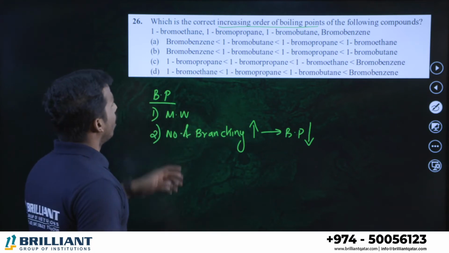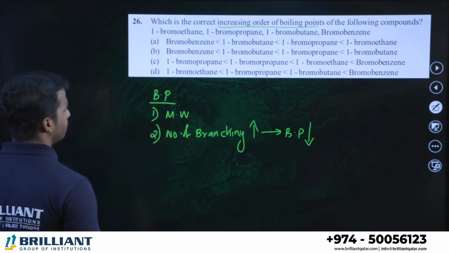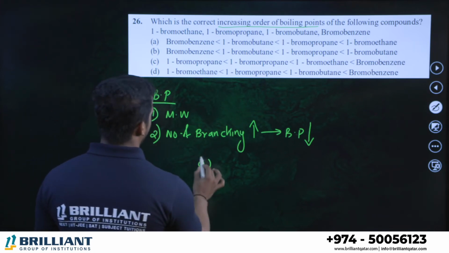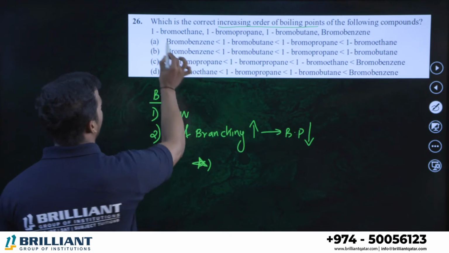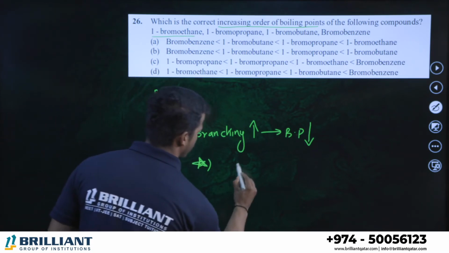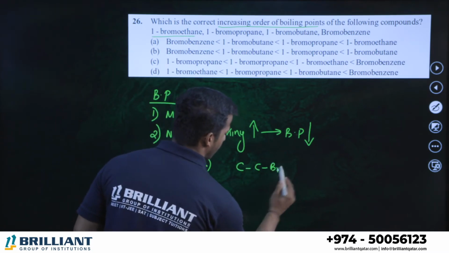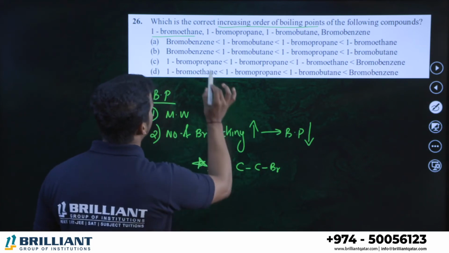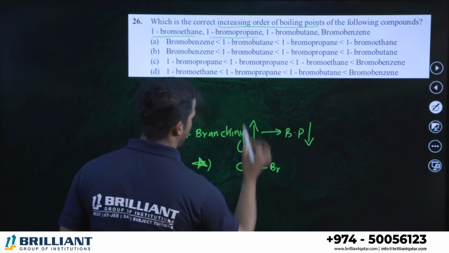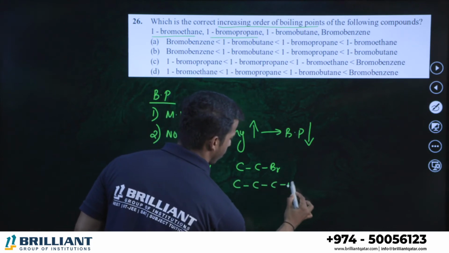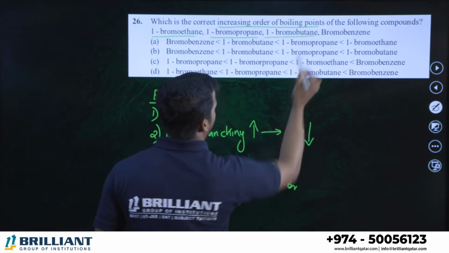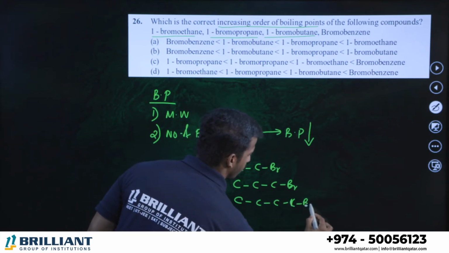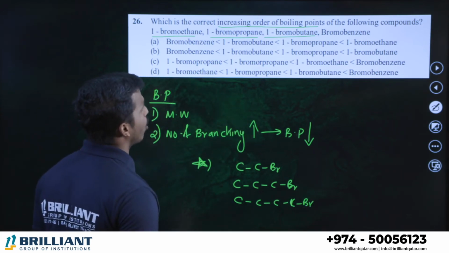Let's go. The compounds are given; I am just noting them. 1-bromoethane. I am not writing it completely, just like this. Second one, 1-bromopropane, which means 3 carbons with bromine. 1-bromobutane, so 4 carbons with bromine. What about the last one? Bromobenzene.